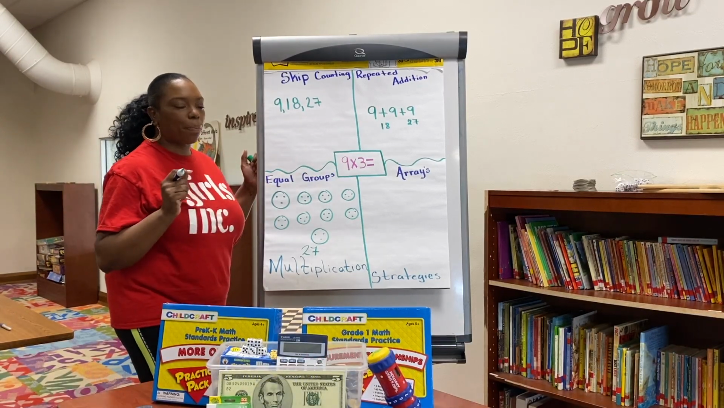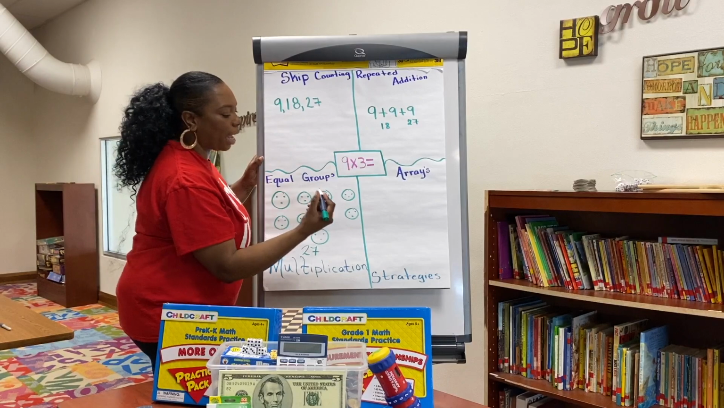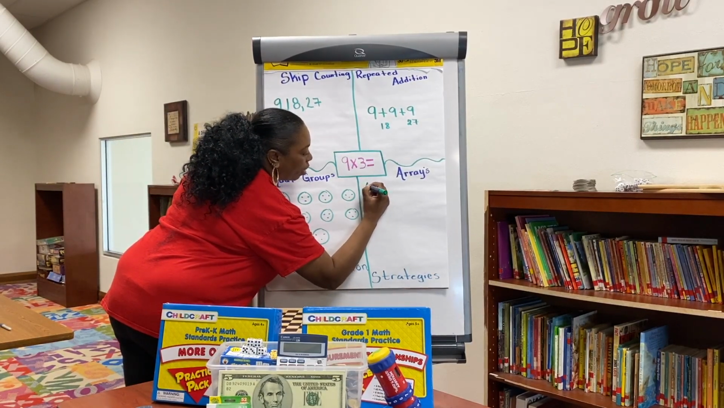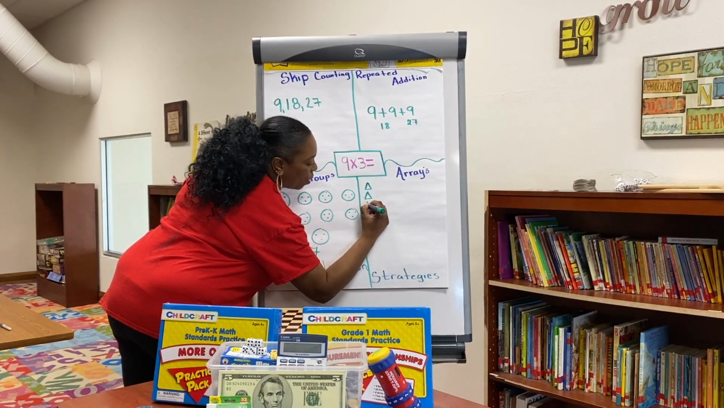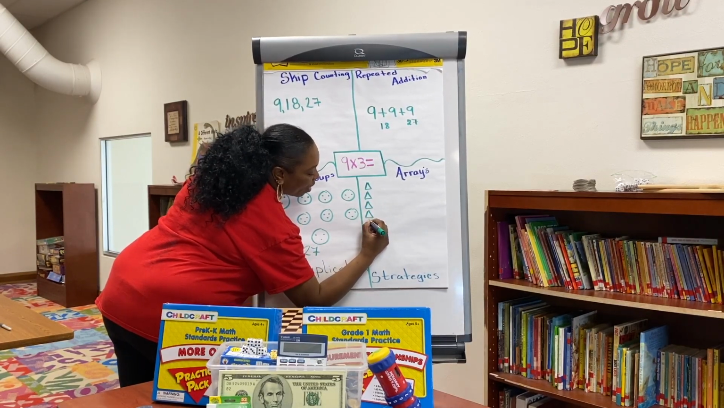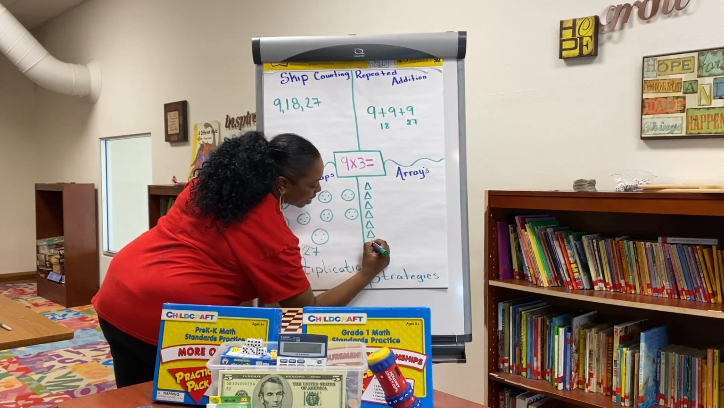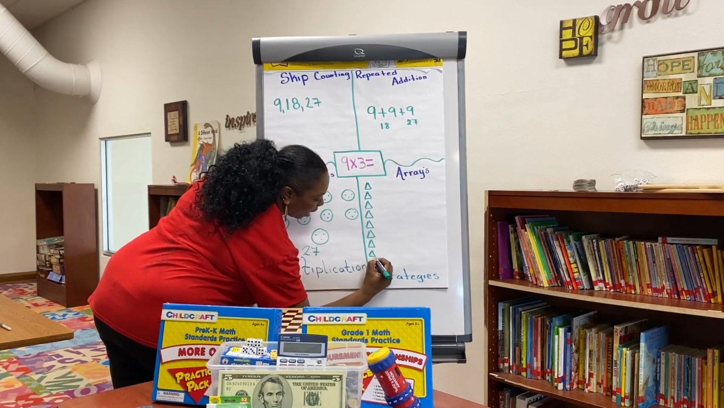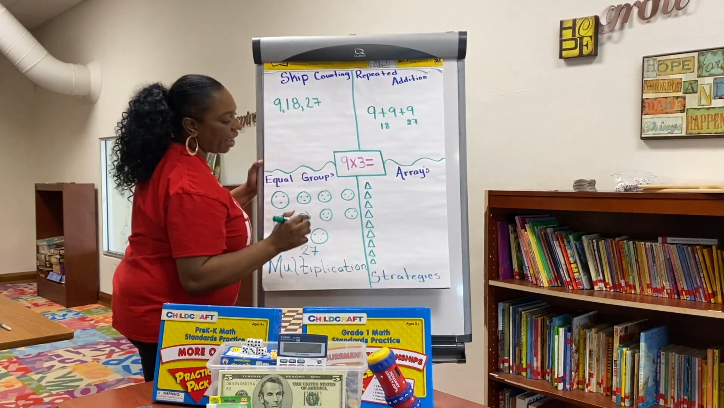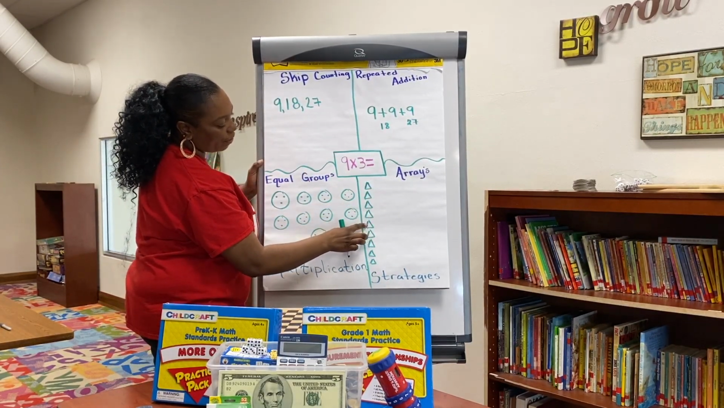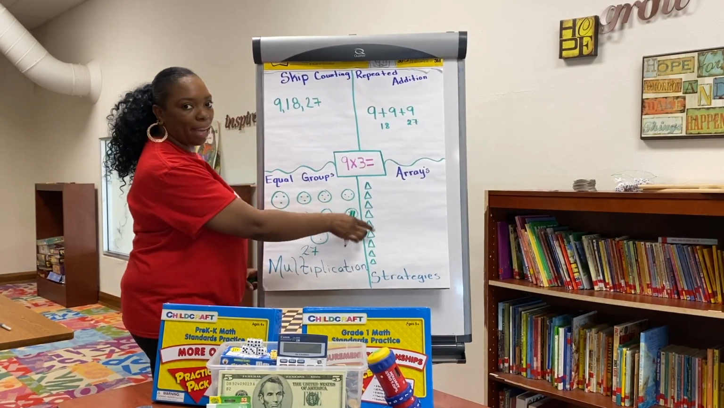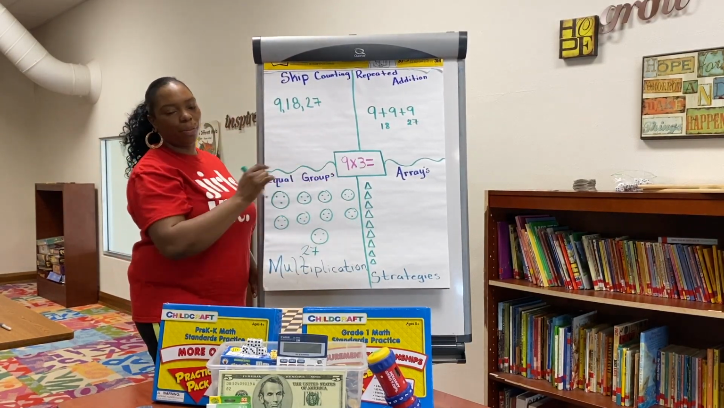So I'm going to first start by creating rows. I'm going to create 9 rows. 1, 2, 3, 4, 5, 6, 7, 8, 9. So I have 9. I made 9 rows because 9 is the first factor in my equation.